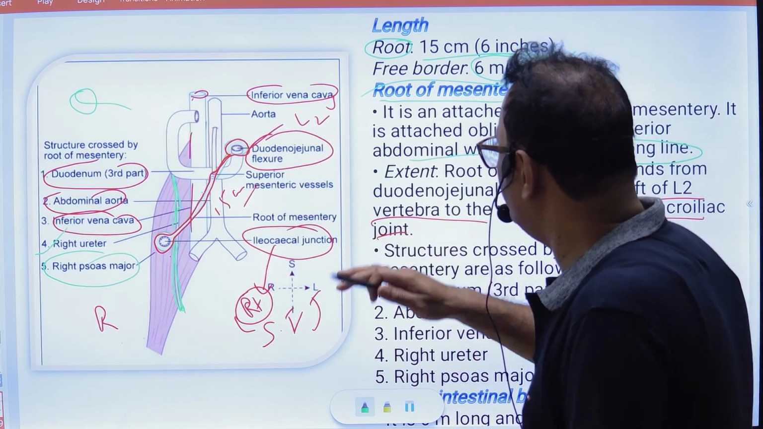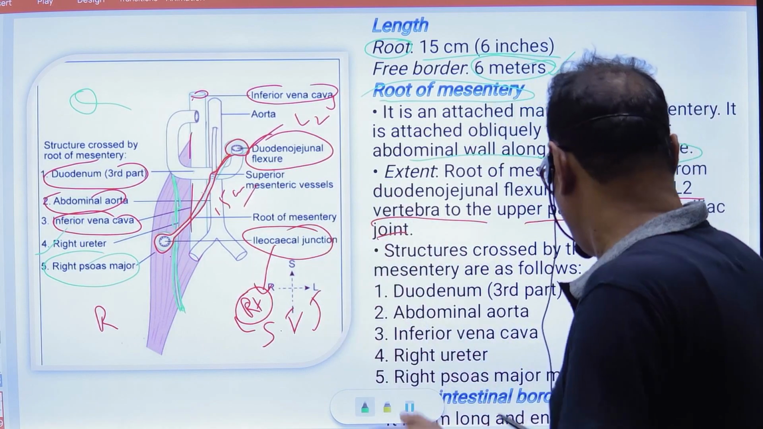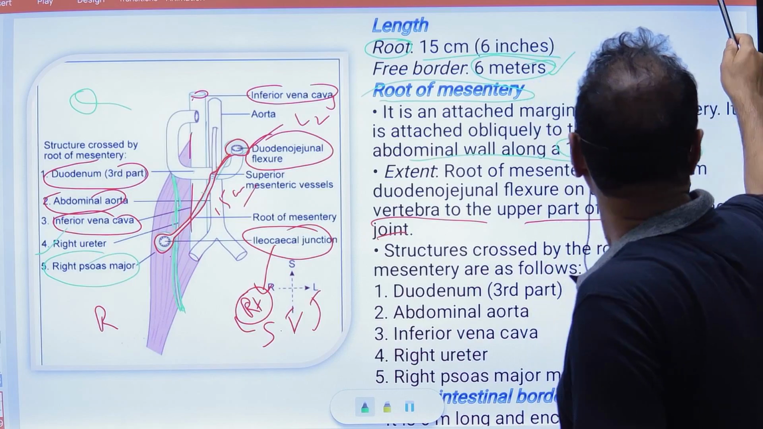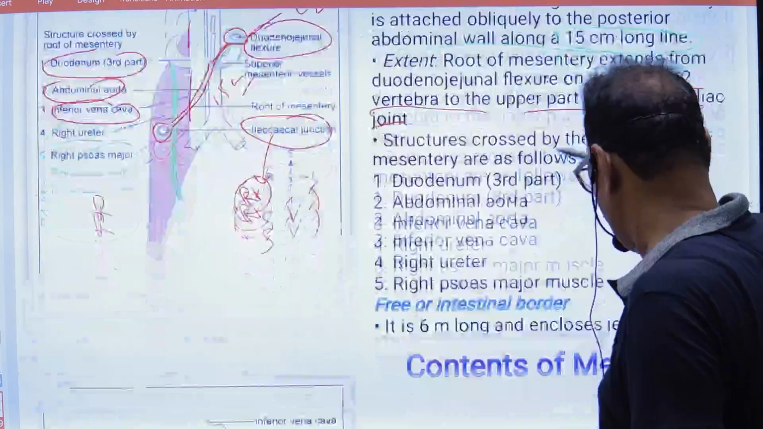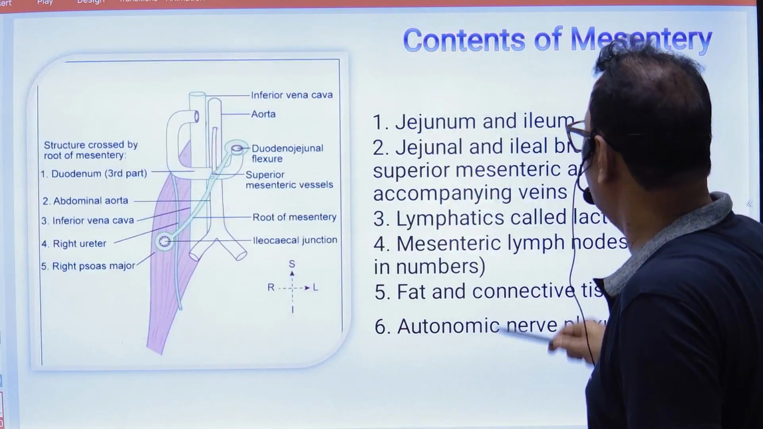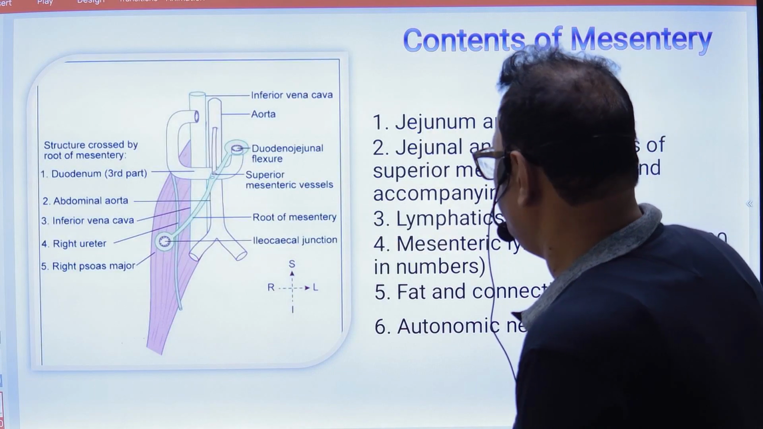Now next we have got the free border. The free border is 6 meters in length, and it will include the jejunum and the ileum.